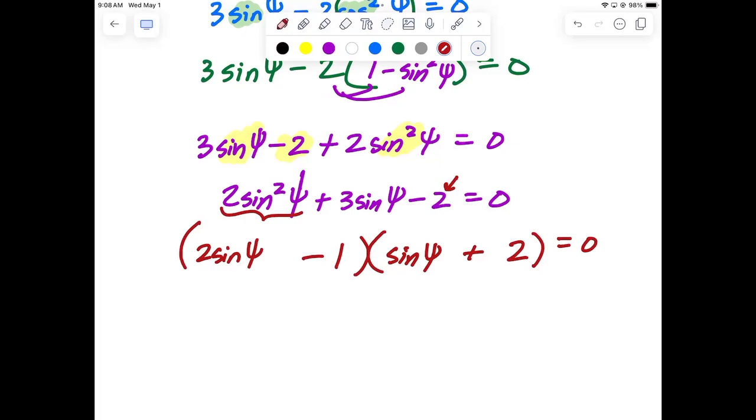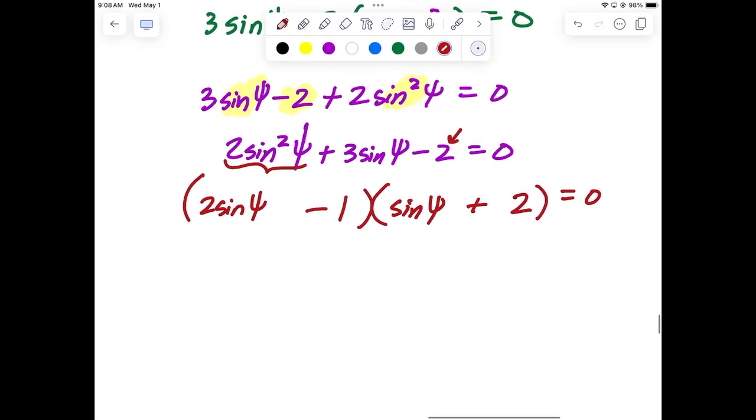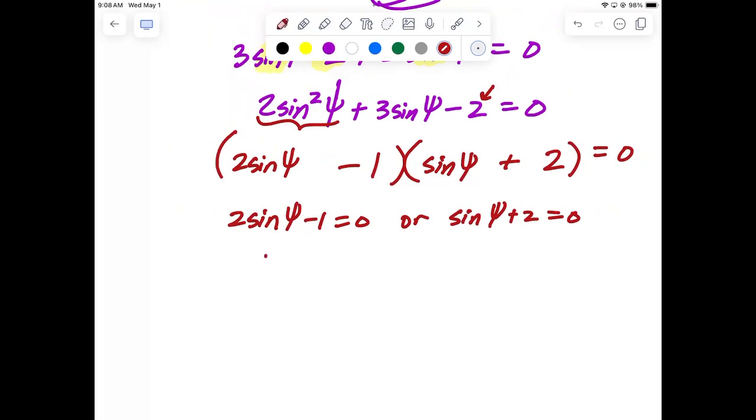So factoring should not be an obstacle to getting the correct answer, should it? Everyone okay with how I factored that? Instead of the 2-1 combo, it's got to be the 1-2 combo. Okay. All right, now I can set them both equal to 0. So 2 sine of psi minus 1 equals 0, or sine of psi plus 2 equals 0. And I solve these, and I get sine of psi equals 1/2, or sine of psi equals negative 2.